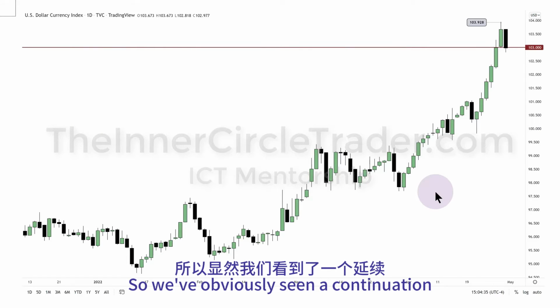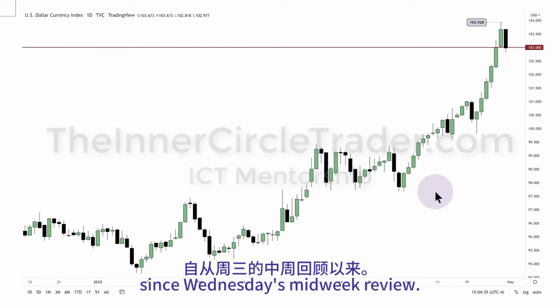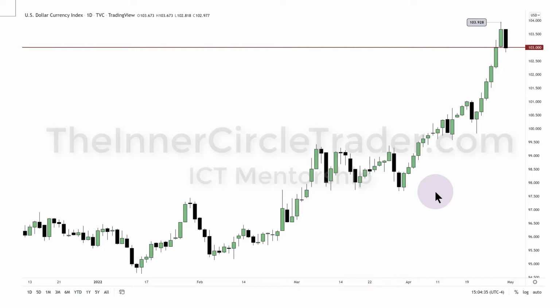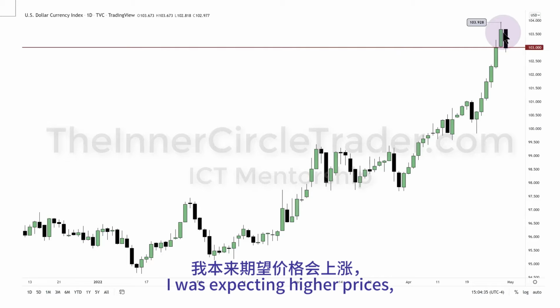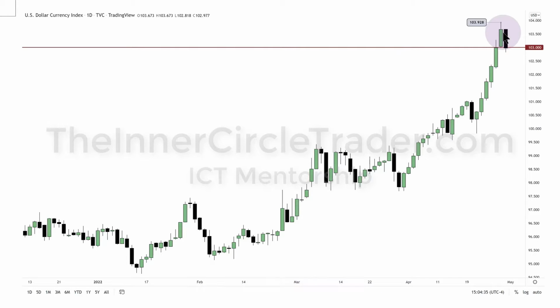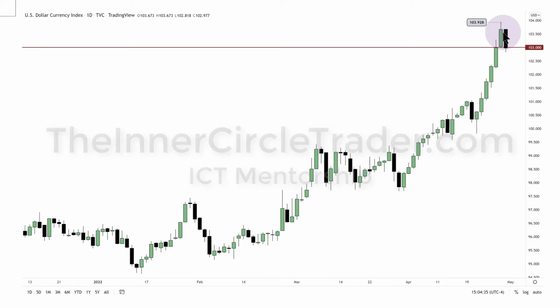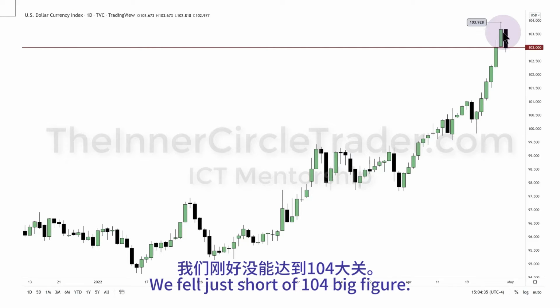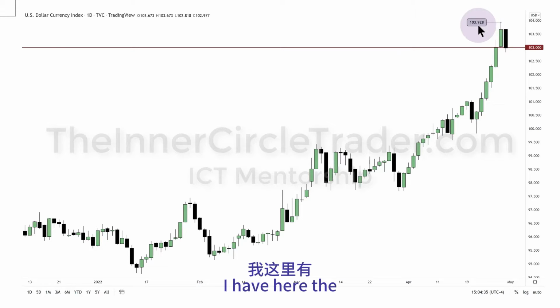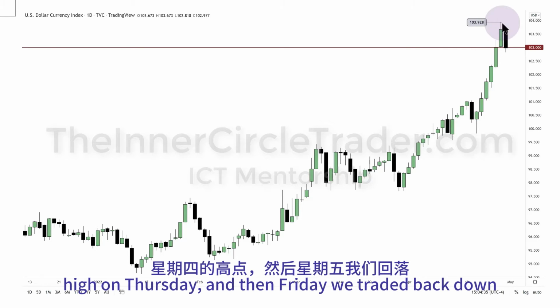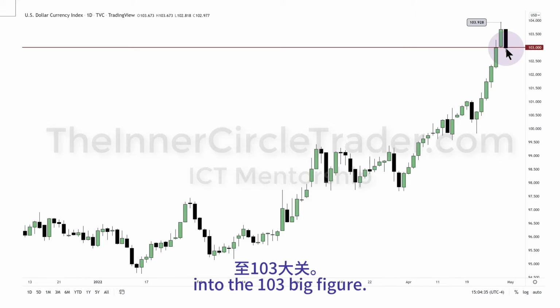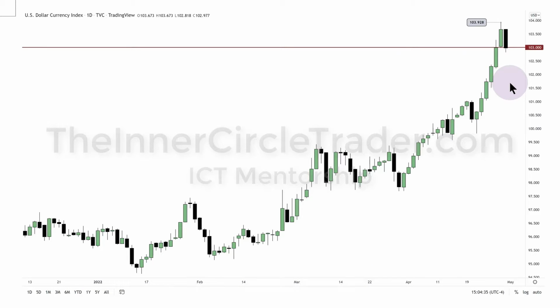So we've obviously seen a continuation since Wednesday's midweek review. I was expecting higher prices, but I said I was taking my hands off. I'm not trying to forecast anything beyond. We fell just short of 104 big figure. I have here the high on Thursday, and then Friday we traded back down into the 103 big figure.